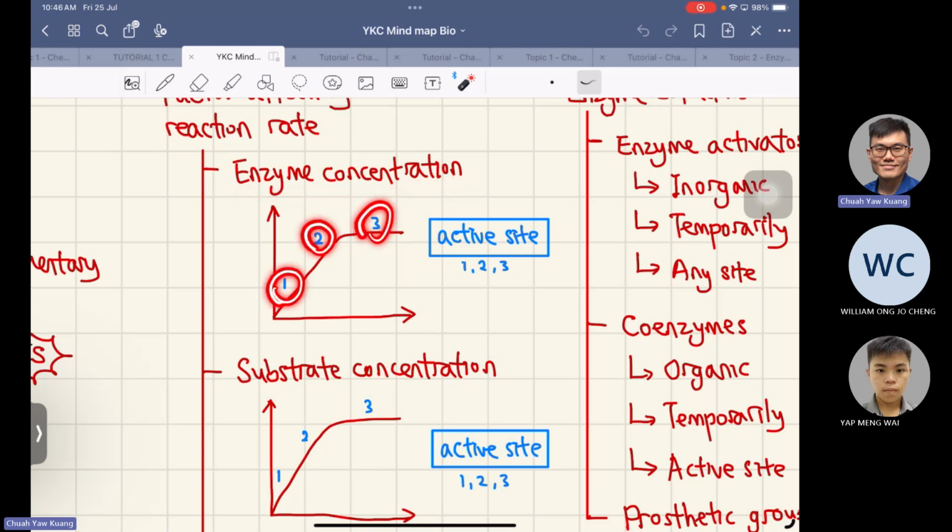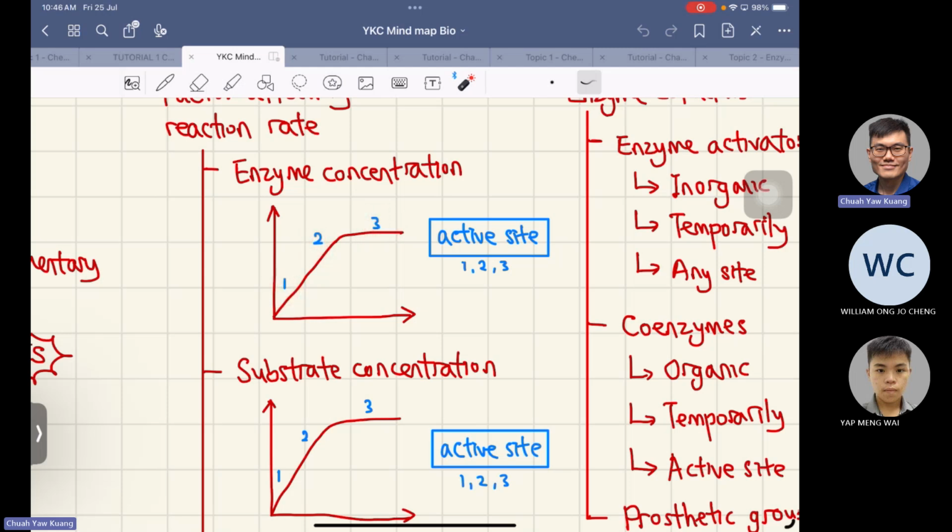Normally we will explain the graph of enzyme concentration in 3 parts. The first part is when the enzyme concentration is very low. Part number 2 is when the enzyme concentration is increasing, mainly from here to here. And for part 3, this is when the graph levels off. So normally we will explain in these 3 sentences. You need to know how to explain these 3 parts, then only can you score the 3 marks to 4 marks.